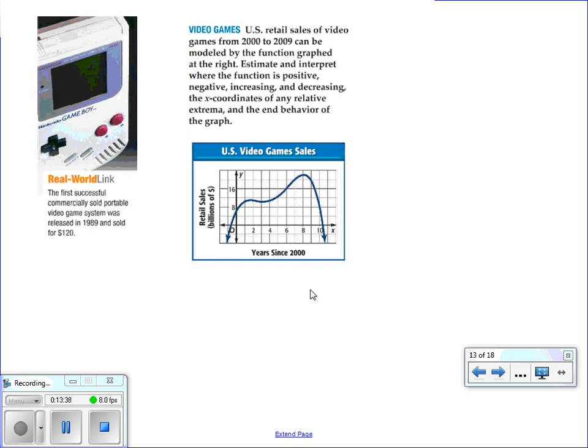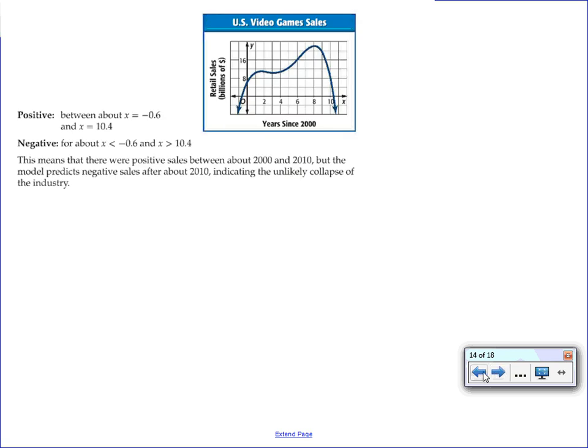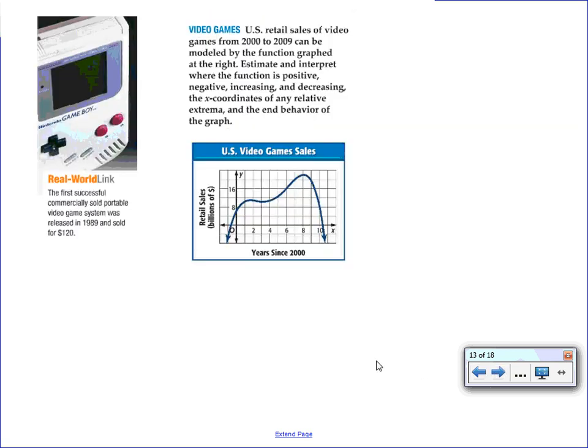All right, let's look at a video games problem for ourselves. Okay, let's read through this. U.S. retail sales of video games from 2000 to 2009 could be modeled by the function graphed at the right, but in this case, it's at the bottom. Estimate and interpret where the function is positive and negative, where it's increasing and decreasing, the x-coordinates of any relative extrema, and the end behavior. So we have several things we need to do as we interpret this graph.